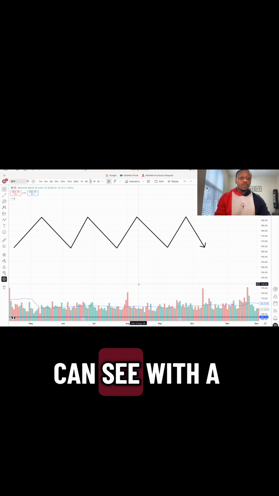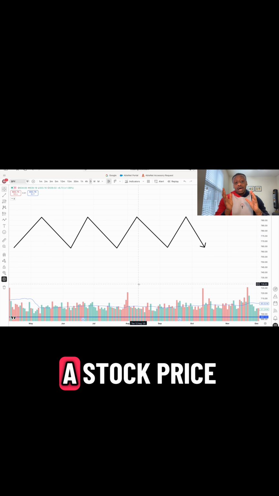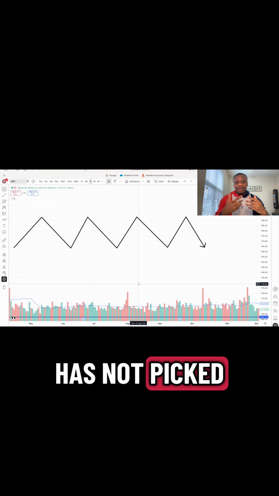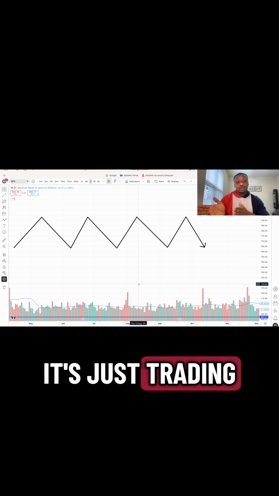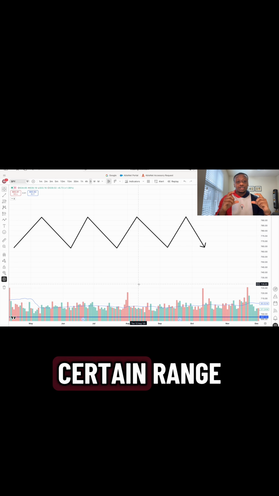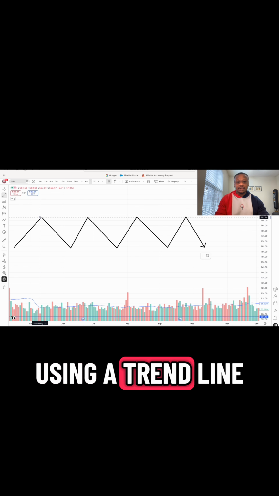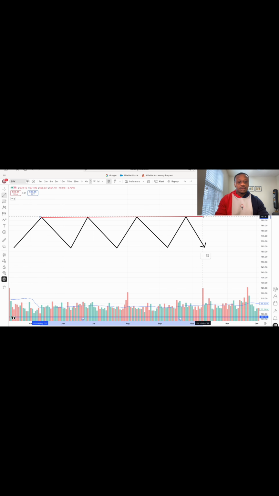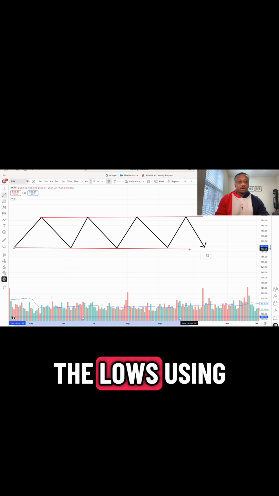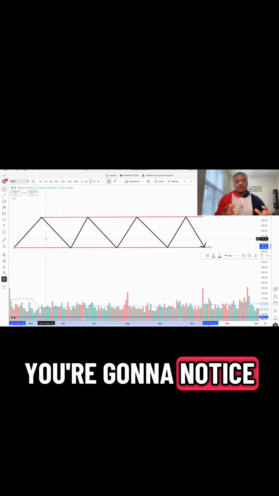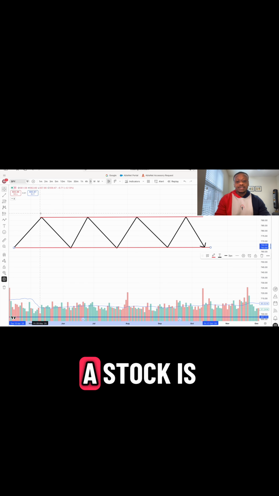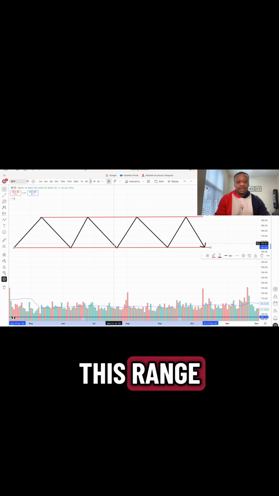As you guys can see with the consolidation pattern, a stock price has not picked a certain direction. It's just trading sideways between a certain range. So if we connect the highs and the lows using a trend line, you're going to notice that whenever you see this pattern, a stock is just trading within this range.